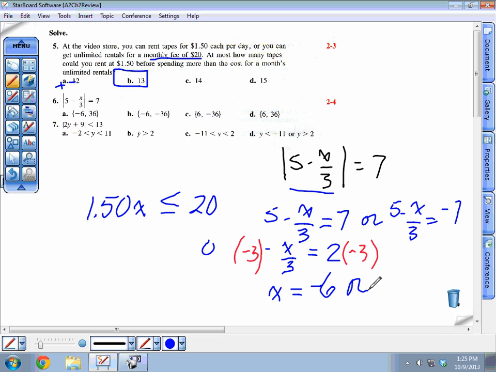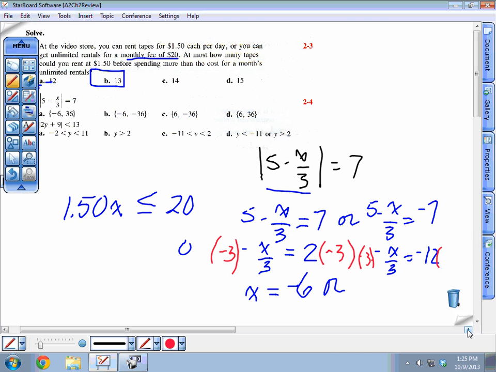Or, over here, same thing, subtract 5 from both sides. And what do I get? Minus x over 3 is equal to minus 12. Multiply both sides by negative 3. I don't have enough room over here to write it if I don't move over a little bit. Once I do this, I just have x is equal to positive 12 times 3, which is 36. So x is equal to 36 or negative 6.